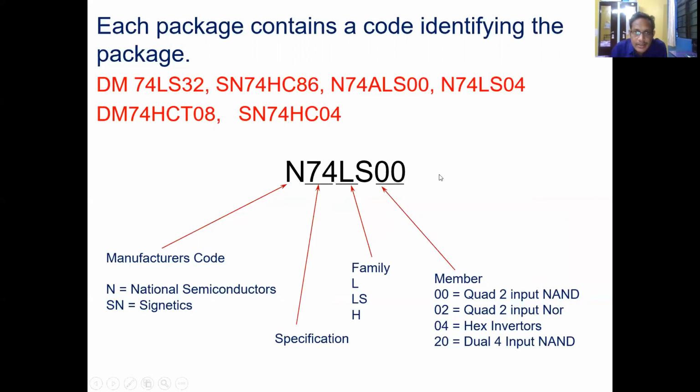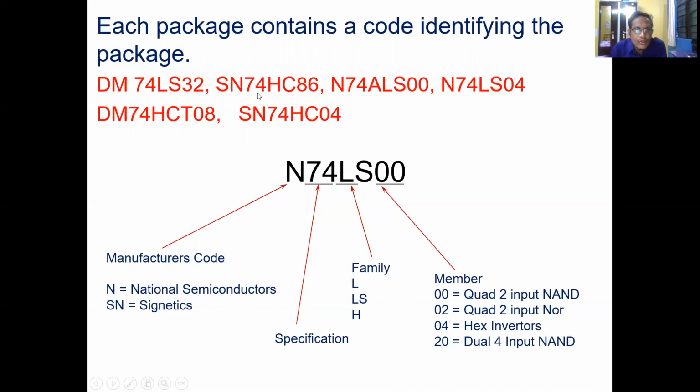Then this is LS. This plays a very important role. LS is nothing but low power Schottky, and this is a sub-logic family of the particular TTL. LS stands for low power Schottky. We will discuss in detail what exactly a Schottky transistor or Schottky diode means. L is for low power, this is low power Schottky, high speed.